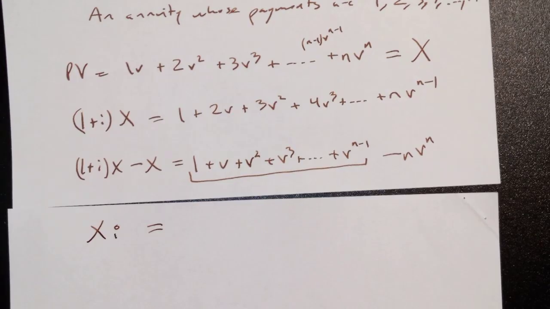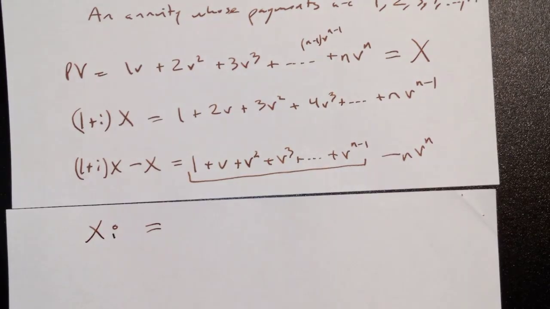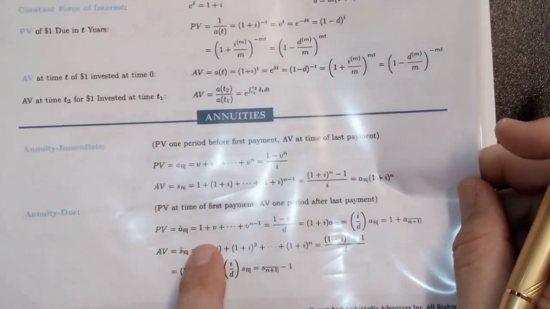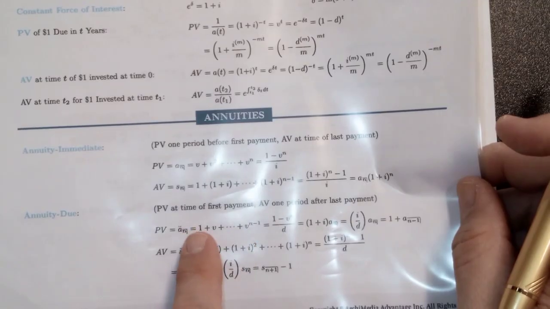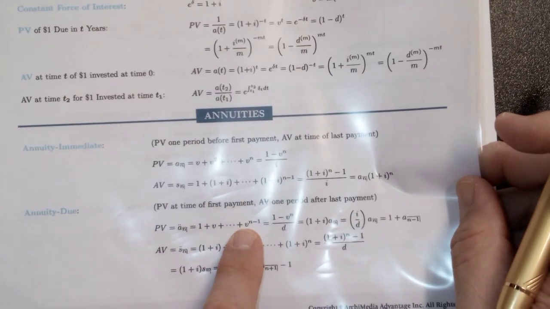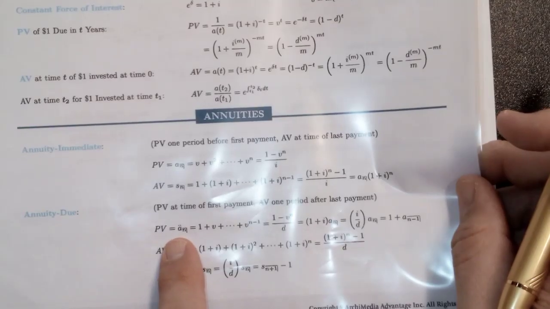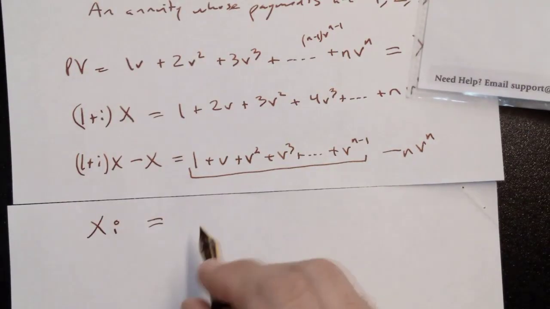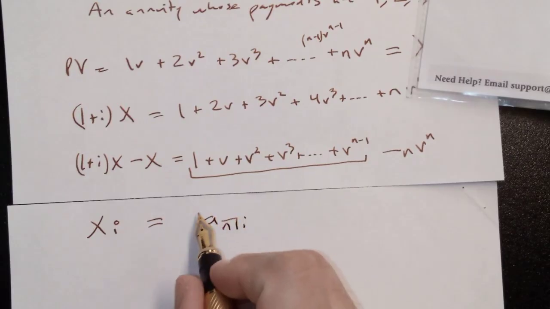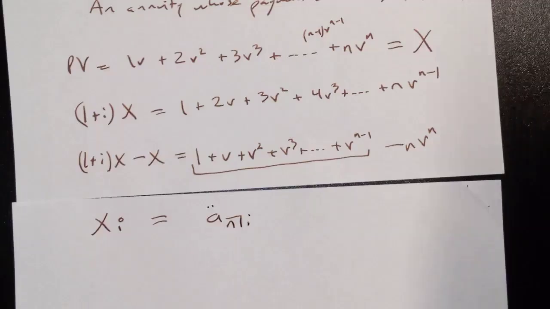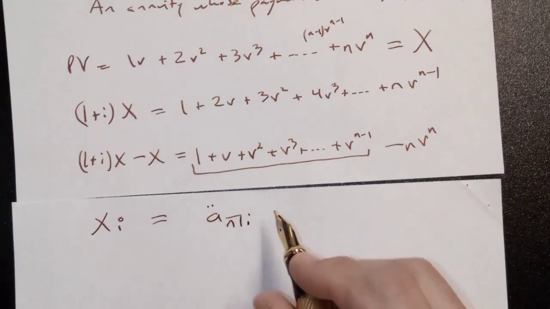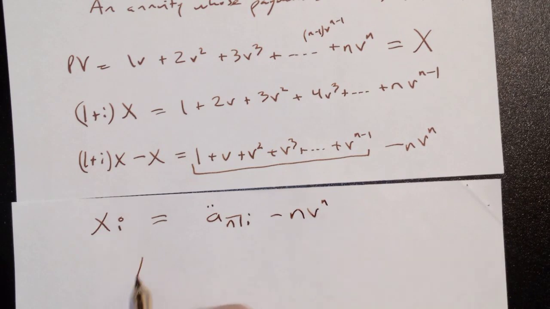Now, this is a geometric sequence that's finite, but it starts with a 1, not a v. That happens to be a formula we've already seen in our present value calculations. If we go back here to the annuity due, I see exactly that sequence, 1 plus v, all the way up to v to the n minus 1. That's a-double-dot. So that means this underlined thing is a-double-dot n, i. Hey, I just found the value.